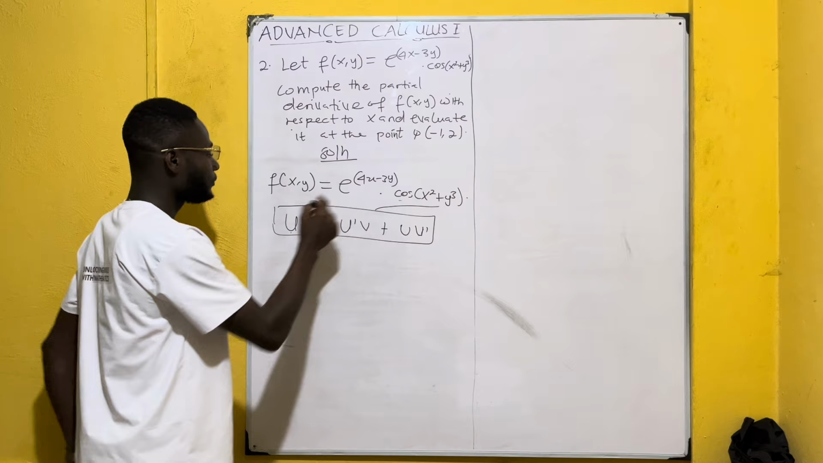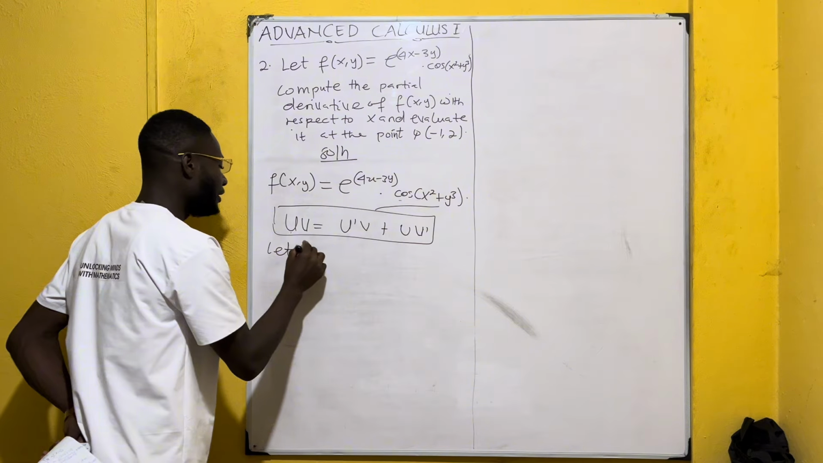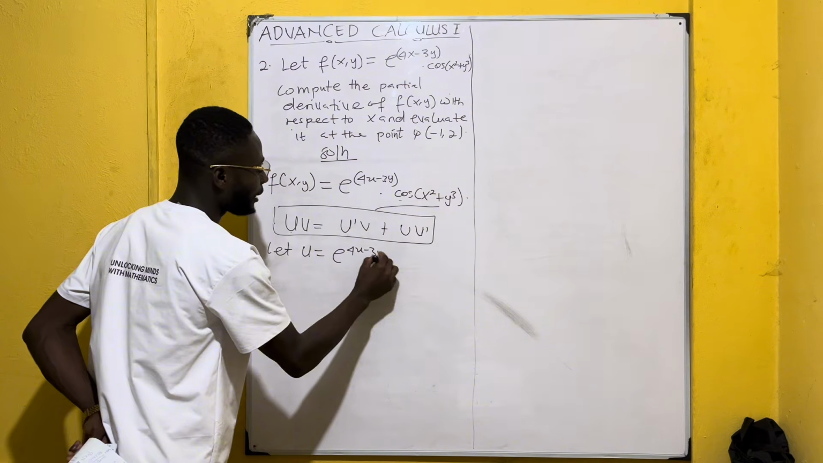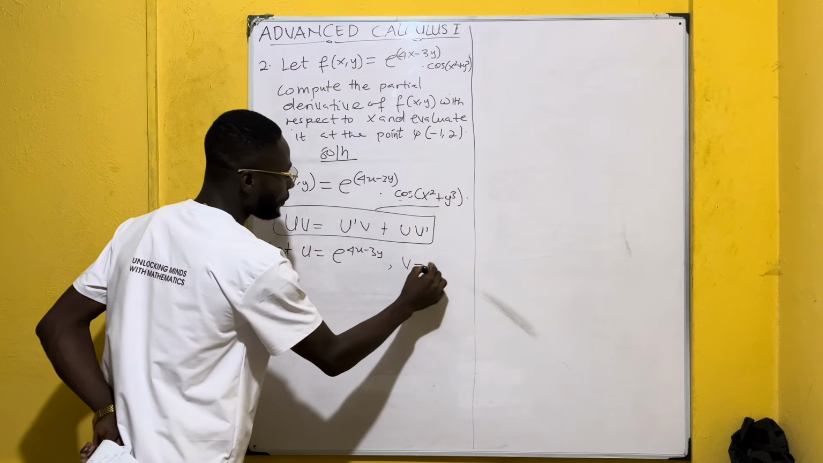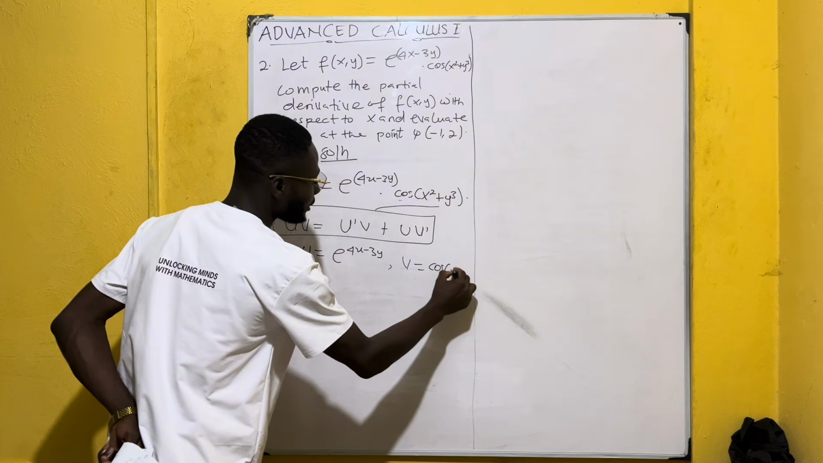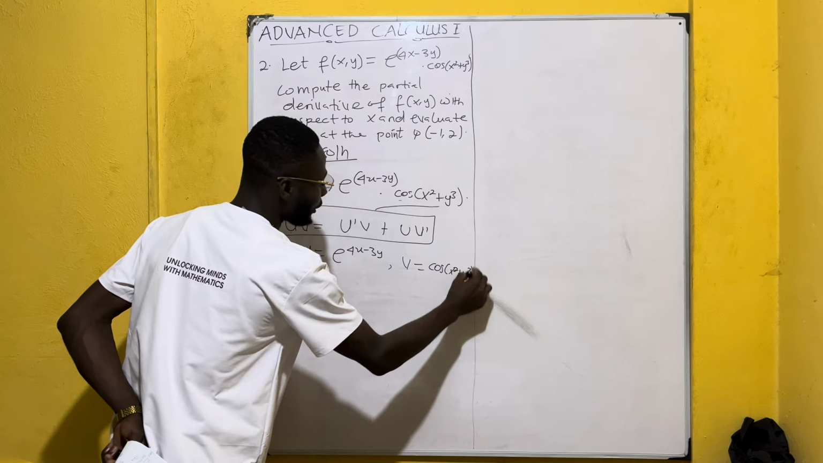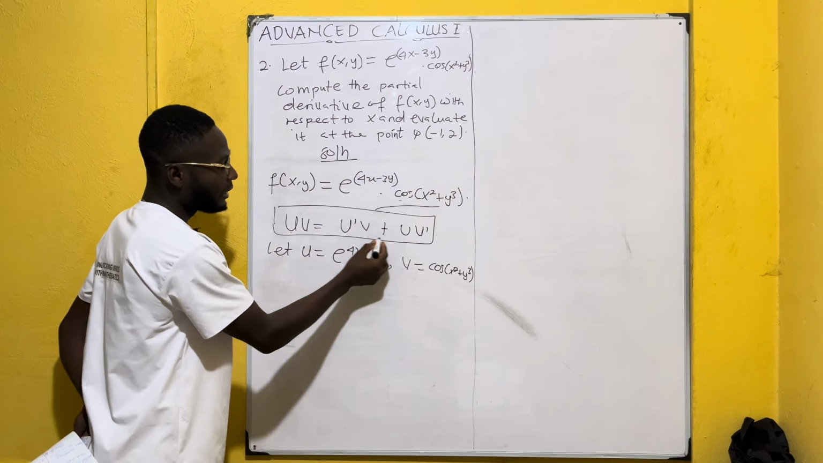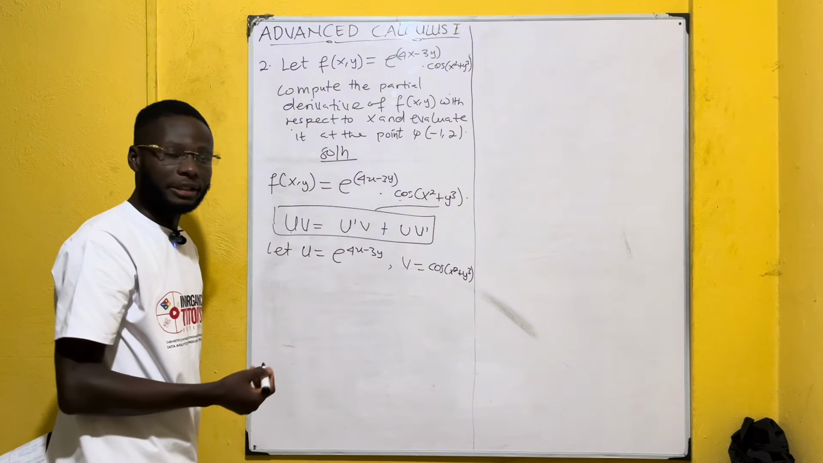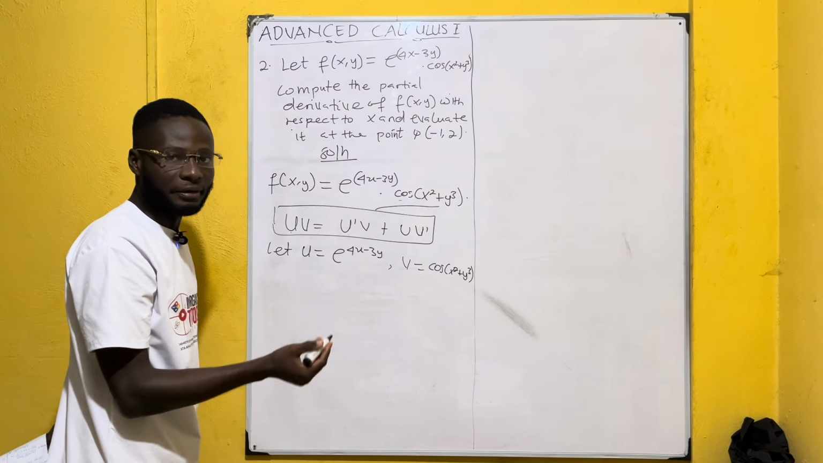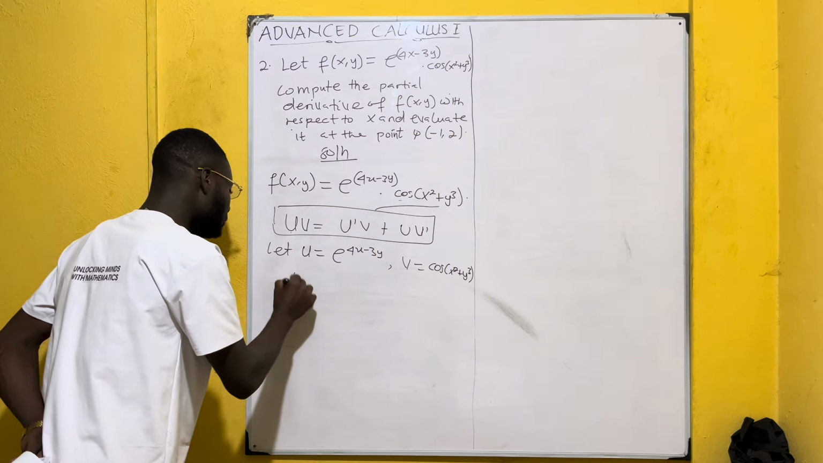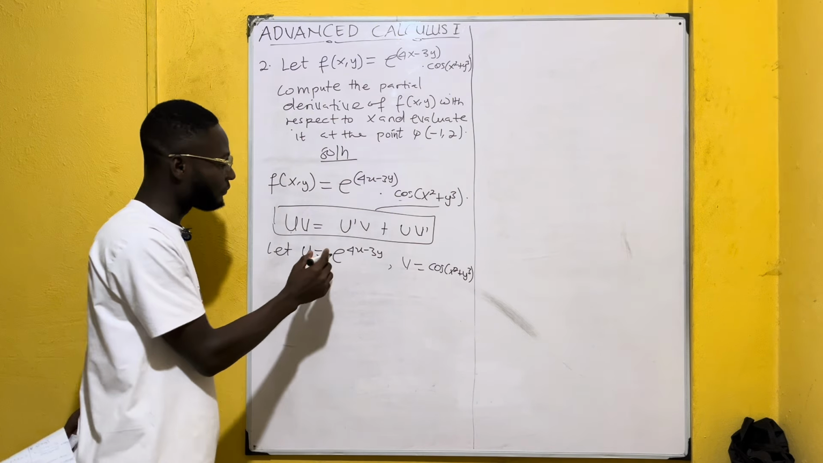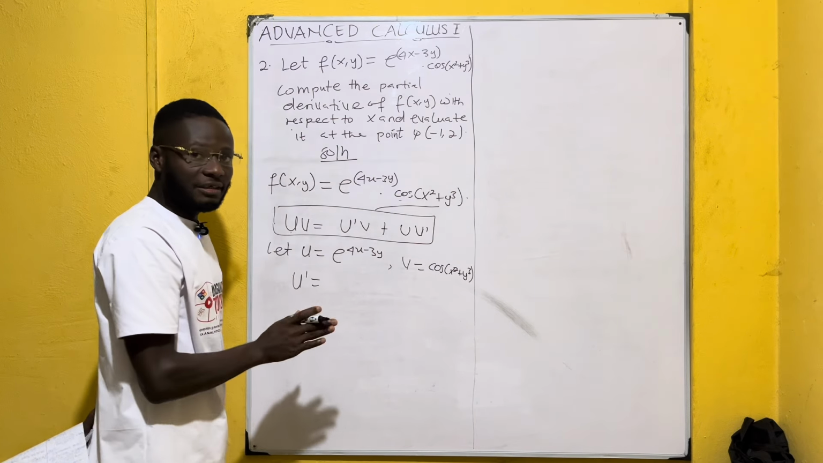So let's go. Let u equal e to the power 4x minus 3y, and v equal cos of x squared plus y cubed. All right, so looking at the formula, what do we need? We need u prime and v prime. So from u, u prime means the first derivative of u.